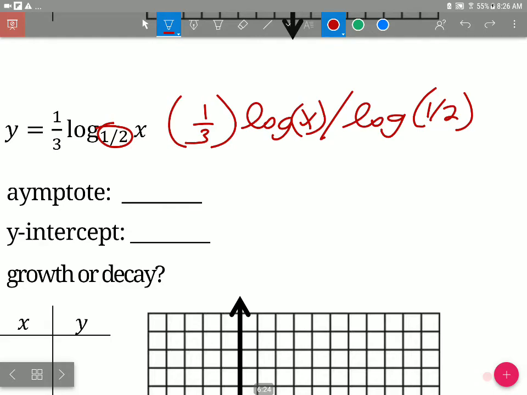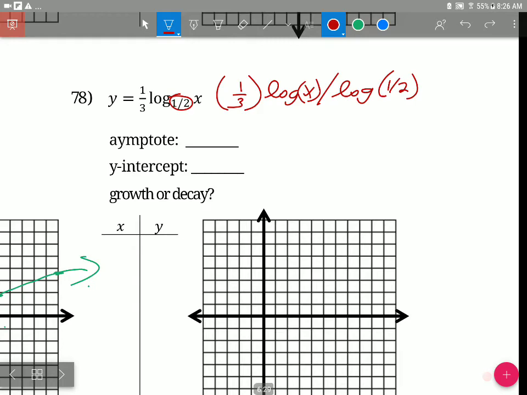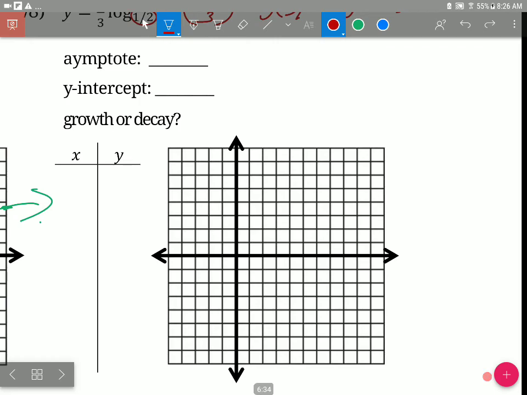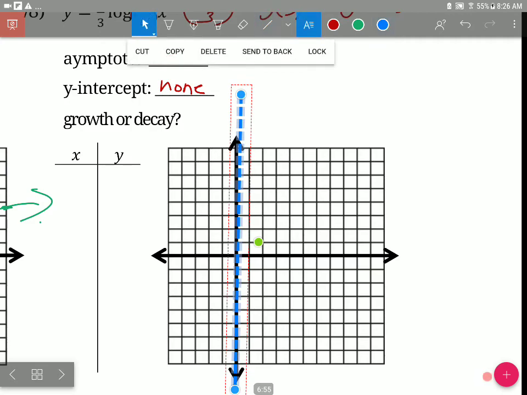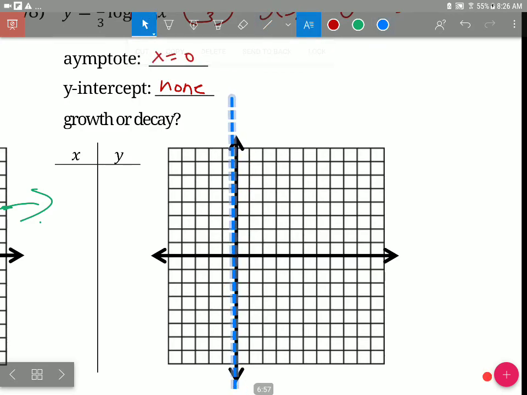All right, so let's go back to the table. This one also has an asymptote at x equals 0, because it's not being shifted right or left at all. And because that's where your asymptote is, there is no y-intercept. So here we go. Let's fix it, and we can start getting some points.